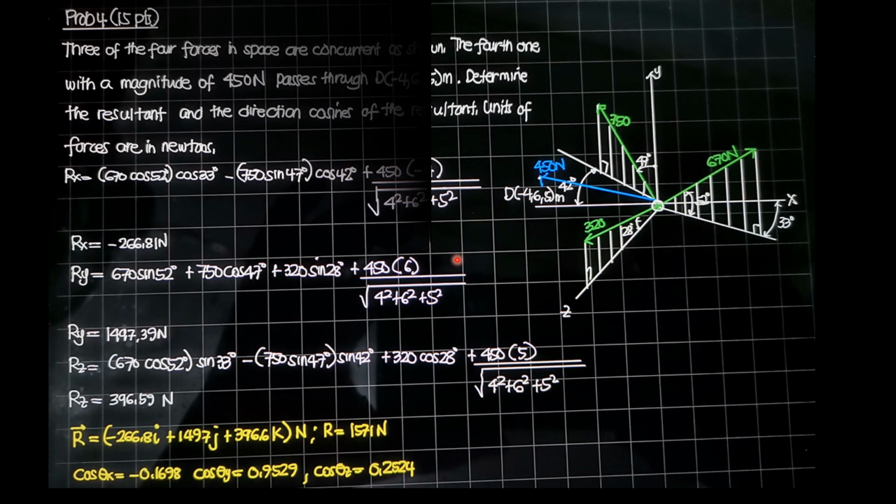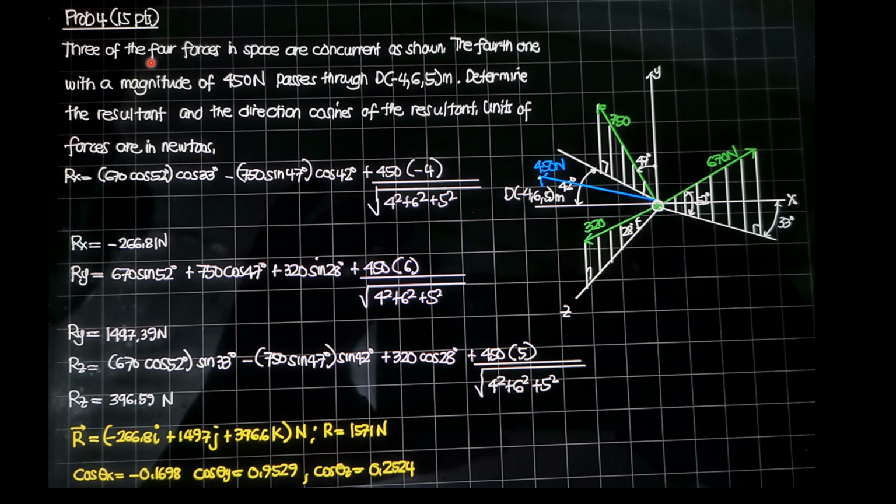Then problem 4, this is a 3D system. 3 of the 4 forces in space are concurrent as shown. So the resultant will also act at the origin. The fourth one, with a magnitude of 450 newtons, passes through the point -4, 6, 5. So this is the fourth one, colored with blue, and it goes from the origin to that point -4, 6, and 5. Determine the resultant and the direction cosines of the resultant. Units of forces are in newtons.